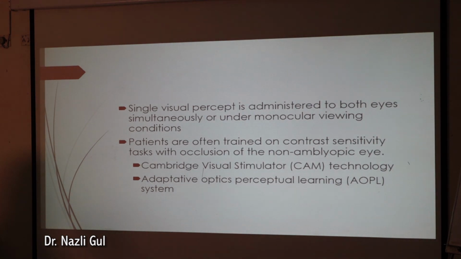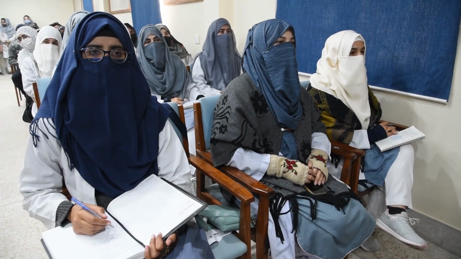A single visual percept is administered to both eyes simultaneously or under monocular viewing conditions. Patients are often trained on contrast sensitivity tasks with occlusion of the non-amblyopic eye. The different systems used in perceptual training are Cambridge Visual Simulator Technology and the Adaptive Optics Perceptual Learning System.